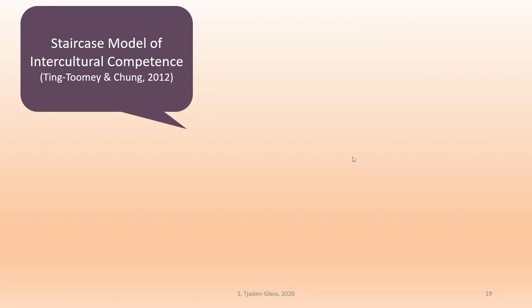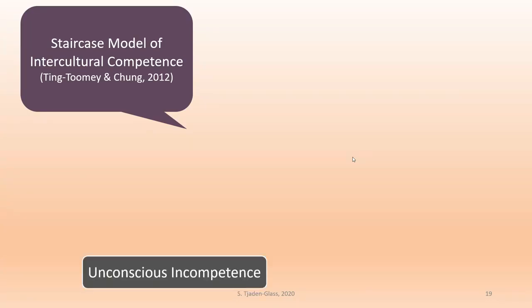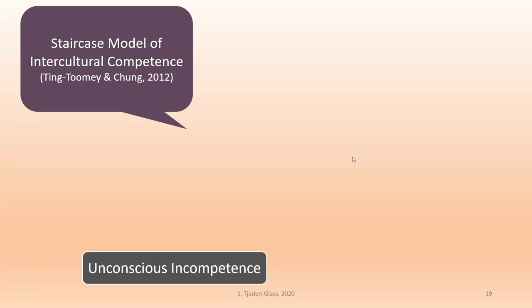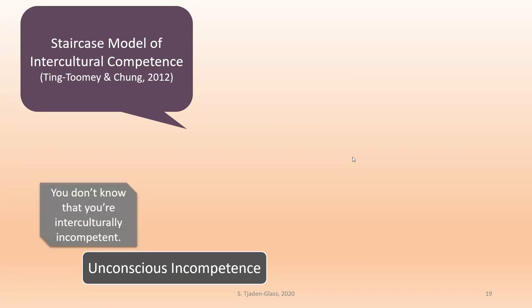So to understand this cultural blindness, I'm going to turn to Ting-Toomey and Chung, who envision the development of intercultural competence in terms of increasing awareness and awakening to the existence of cultural competence. So they start with unconscious incompetence. You don't know that you're interculturally incompetent. That's a stage, just to not even know that you're interculturally incompetent.